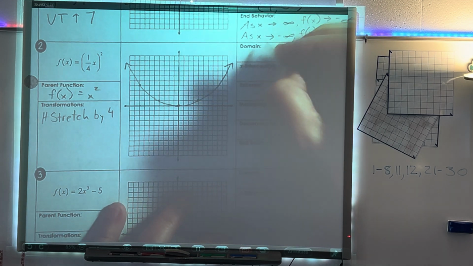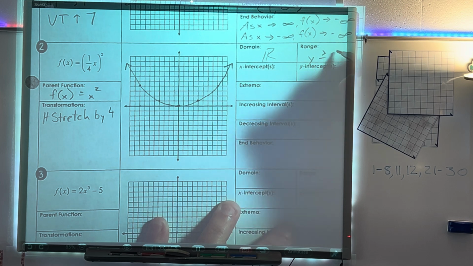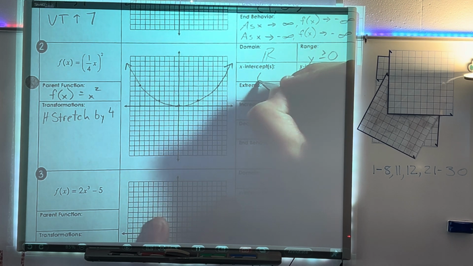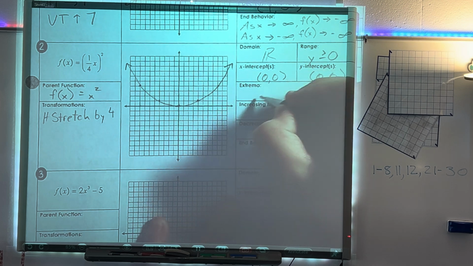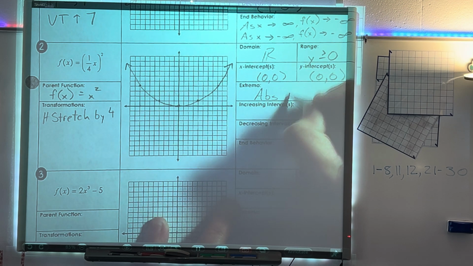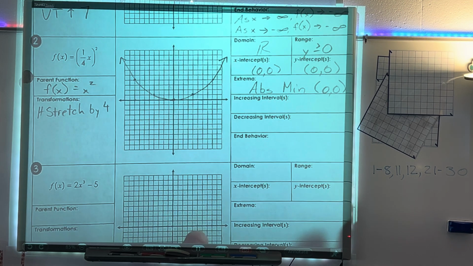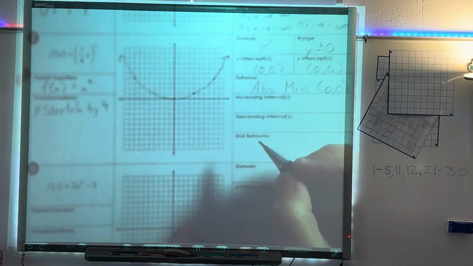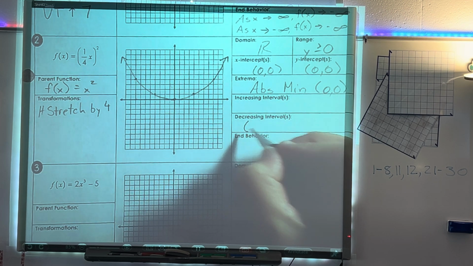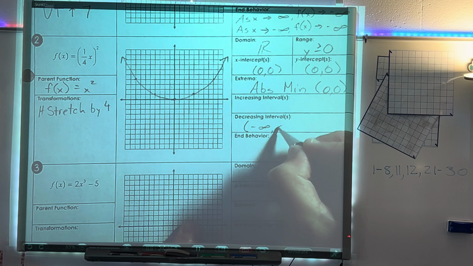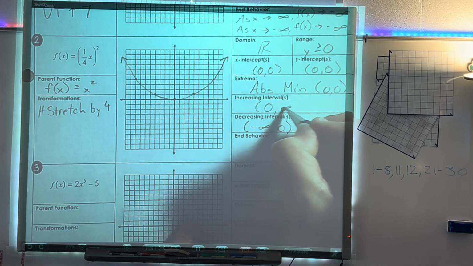Okay, domain here: reals. Range: y is greater than or equal to 0. The x and y intercepts are both at 0 here. Extrema: has an absolute minimum at 0. It decreases first, so I'm going to write it decreases from negative infinity to the x value of 0, and then increases from x value 0 to positive infinity.